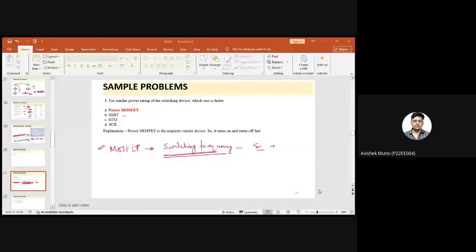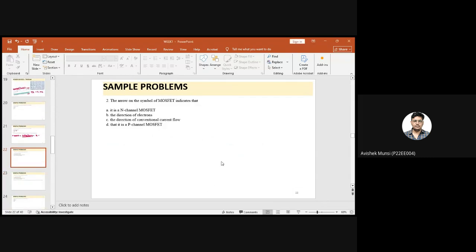Okay, fine. Many of you have answered IGBT, IGBT, IGBT. One of you said that it is a current control device. But how can it be faster if it is a current control device? Based on the switching frequency, you have to think about it.